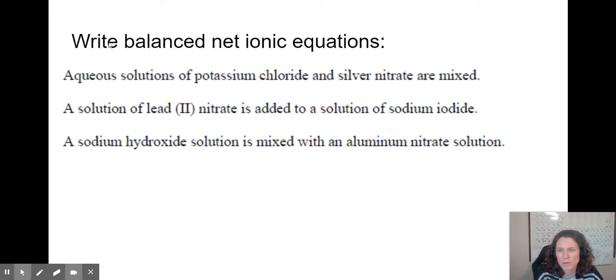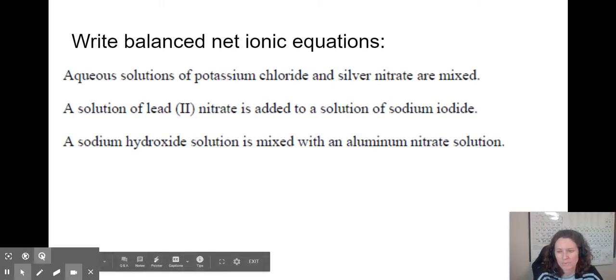We want to write balanced net ionic equations for these three word equations. So what I want you to do is pause the video and write as best you can the net ionics for these three things, and then on the next slide I will go through the answers with you.